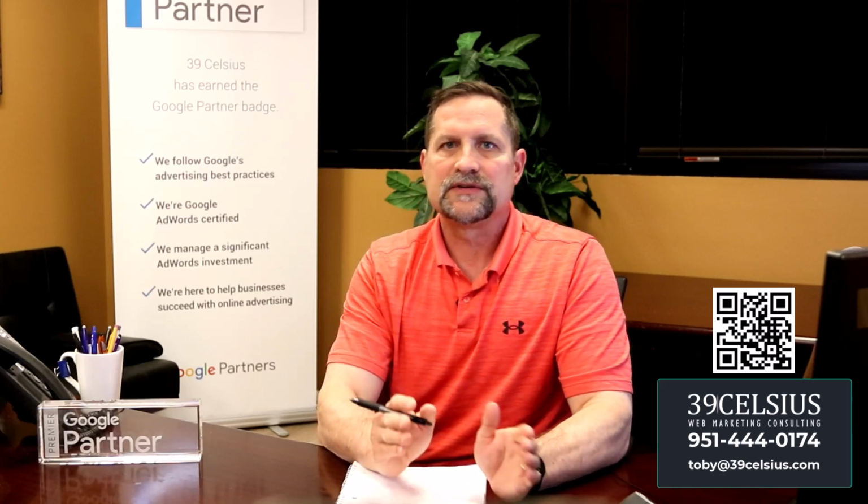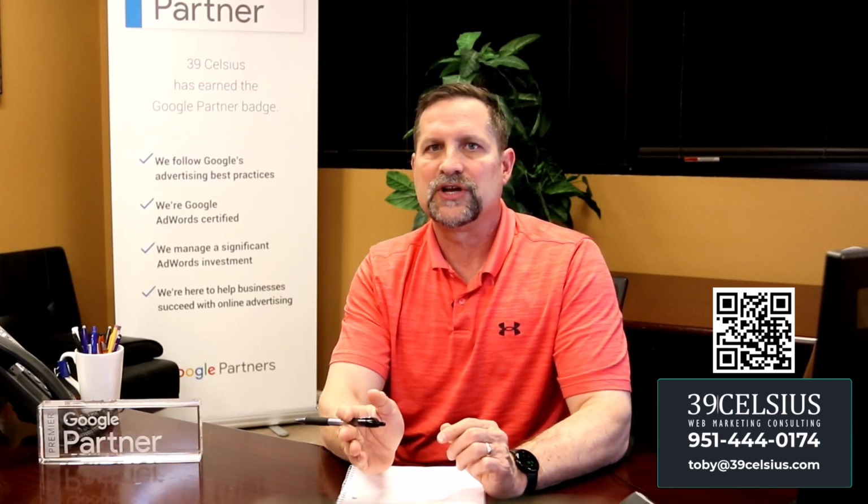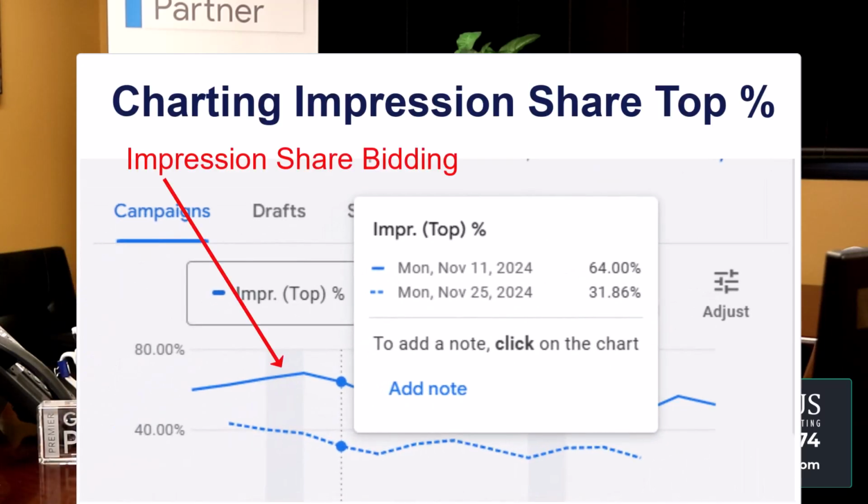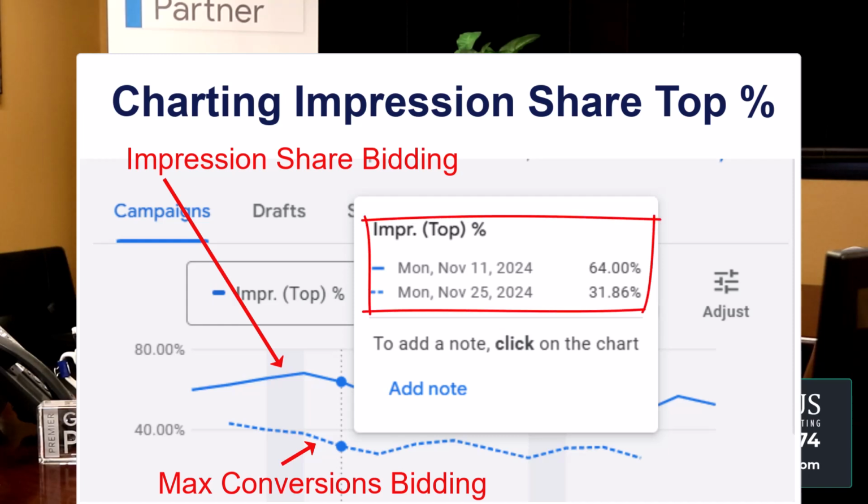Here are some results of a case study where we ran impression share and max conversions. The solid dark blue line is when we had impression share running, and the dotted blue line is when we had max conversion bidding running. From the chart, it's clear target impression share doubled the amount of top impressions. However, the cost per conversion increased by 34%.